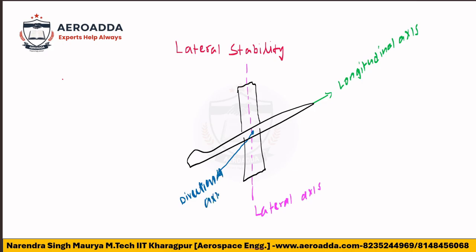So for this directional axis, I will show another diagram so it will be clear. This is the airplane now. The directional axis will be this one, top and bottom. About this directional axis, the moment is called the yawing moment. So this is nothing but directional.